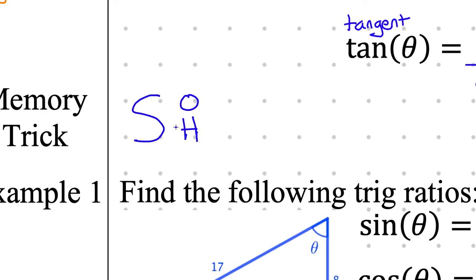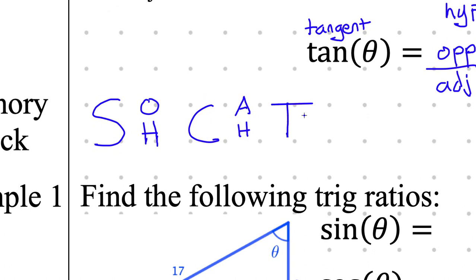Notice that when I write SOH, sine is the opposite divided by the hypotenuse. CAH: cosine is equal to the adjacent divided by the hypotenuse. And finally, TOA: tangent is opposite divided by adjacent. And if I read that out, it's Sohcahtoa. This is your way of remembering your three basic trig functions. And there are more trig functions, but they all stem from a triangle, so they come in threes.